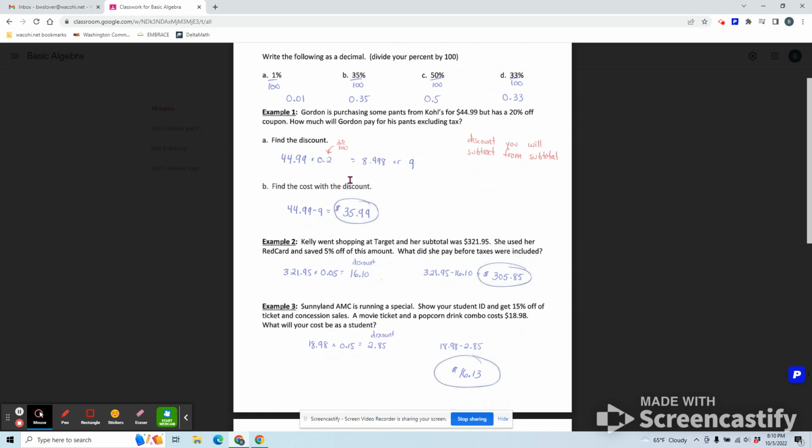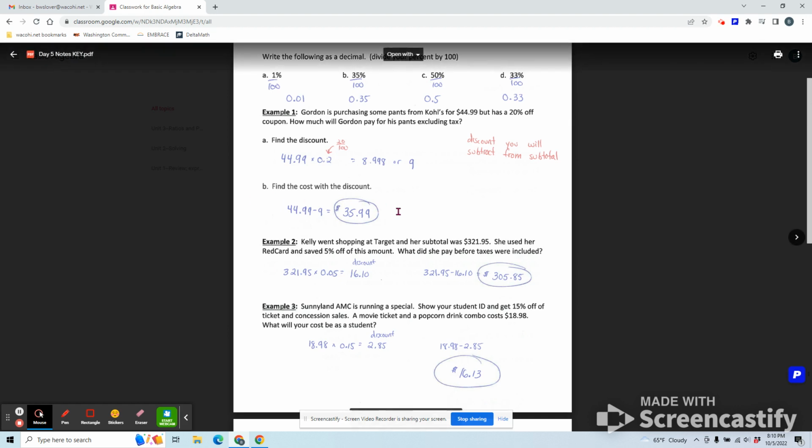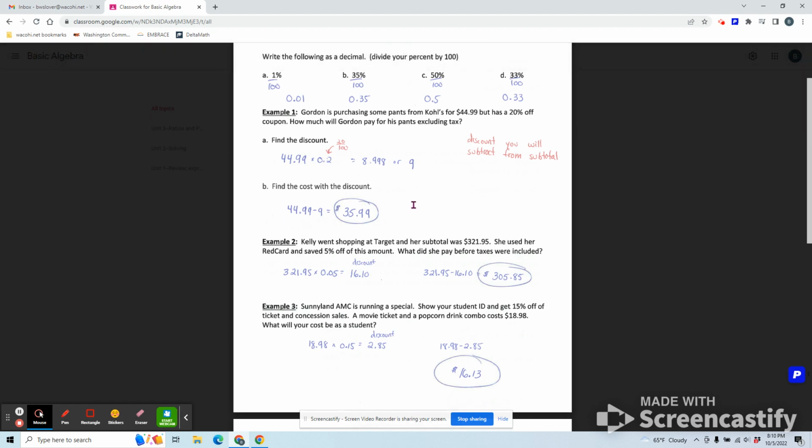But we are trying to find the cost with the discount. So we're going to take the original price of the item, which is $44.99, and we're going to subtract our discount of $9. So Gordon is going to pay $35.99.